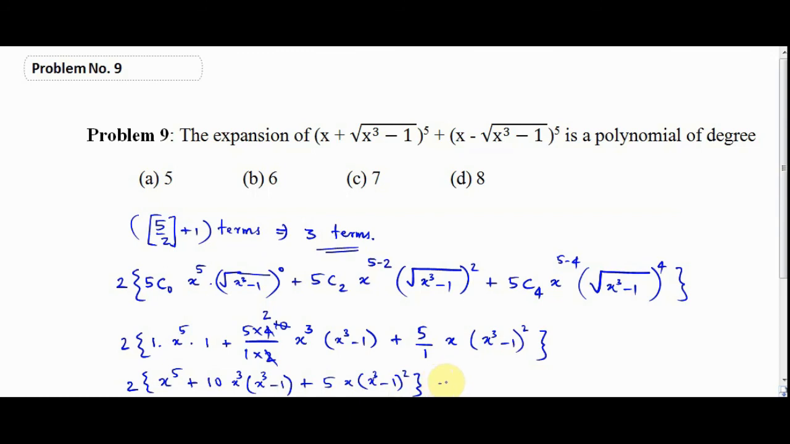Okay, so here the highest degree will be nothing but that appears here. So we have x into (x³ − 1)^2. When you expand (x³ − 1)^2, you will be getting x^6 as the first term. When you multiply that x^6 with this x, you will be getting x^7. So 7 will be the highest degree in this expansion. So therefore the degree of the polynomial will be 7. Okay, so here the right answer is given by option C, that is 7.